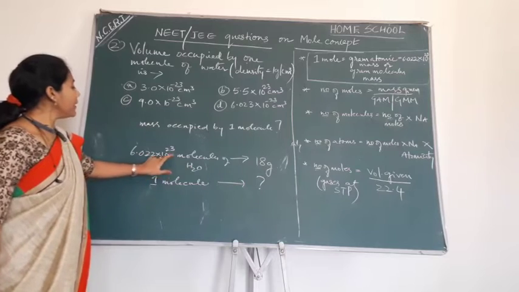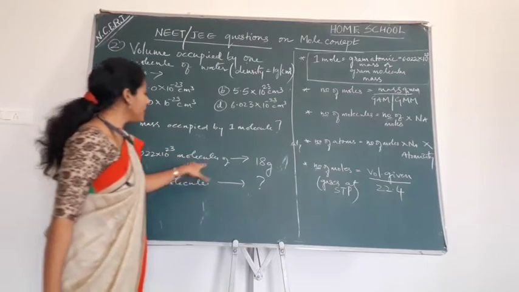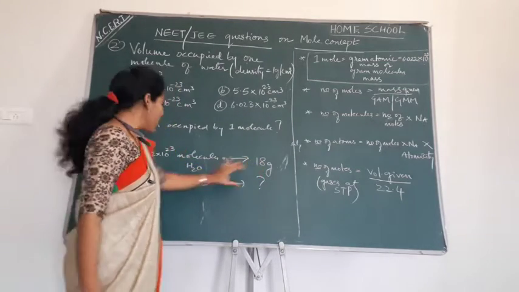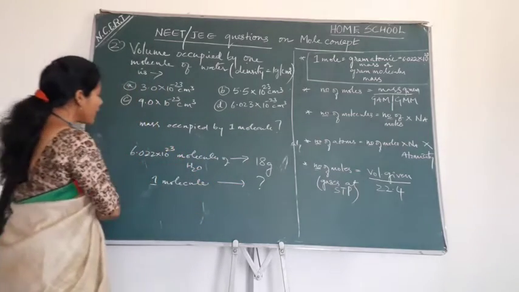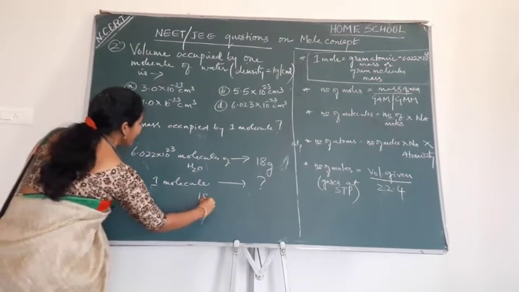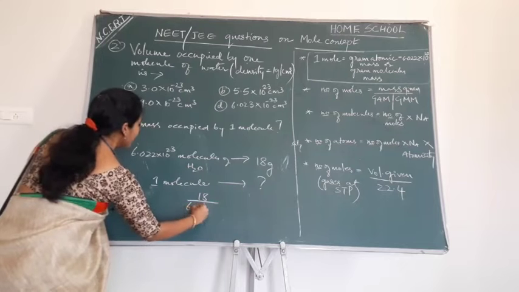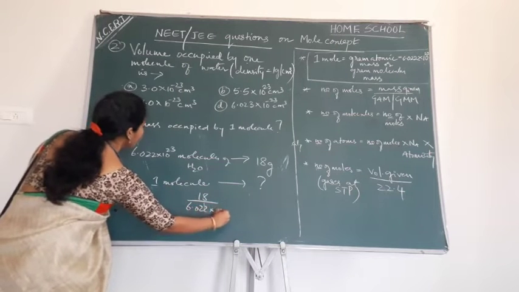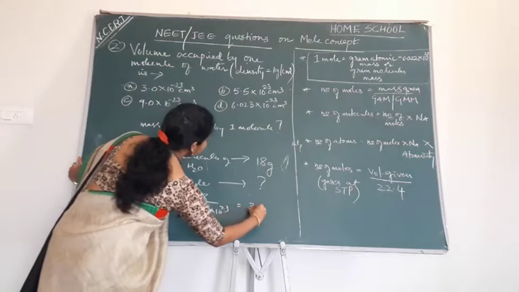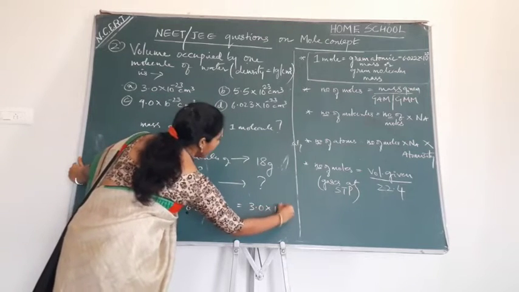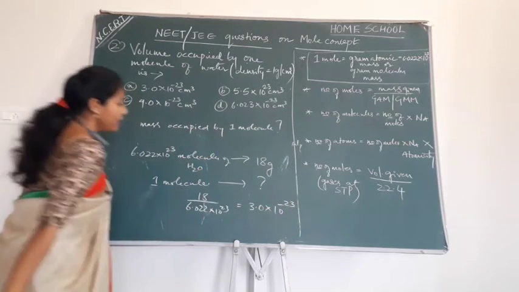6.022 into 10 to the power of 23 molecules of water's mass is this much. So one molecule will have how much mass? Okay, just cross multiply it. How much do you get? 18 divided by 6.022 into 10 to the power of 23 is how much, guys? It will be 3.0 into 10 to the power of minus 23.